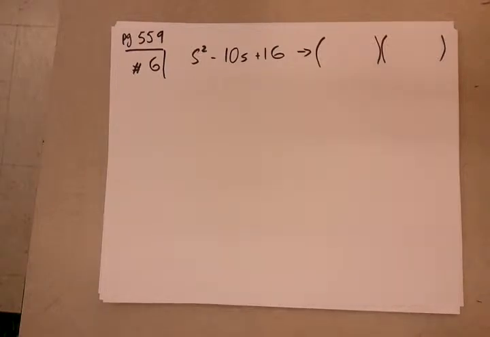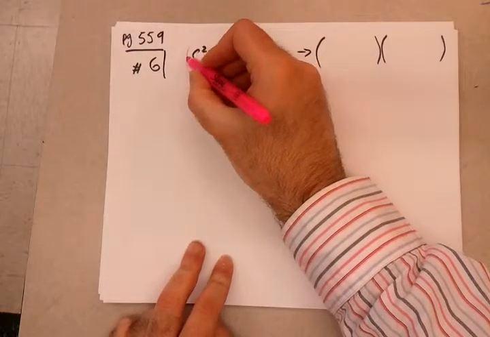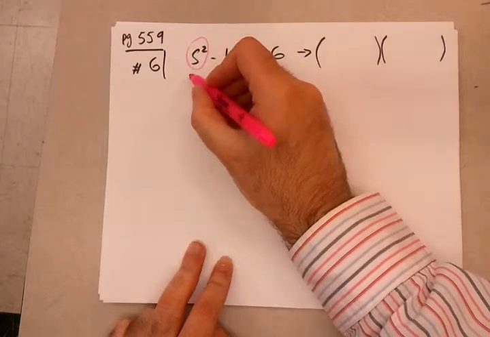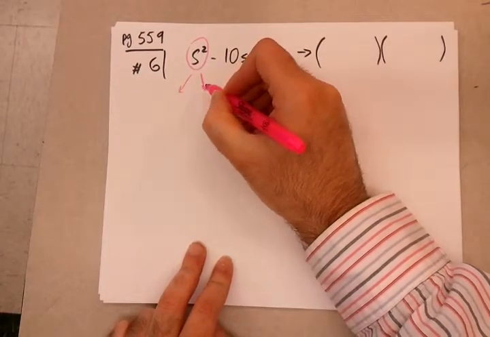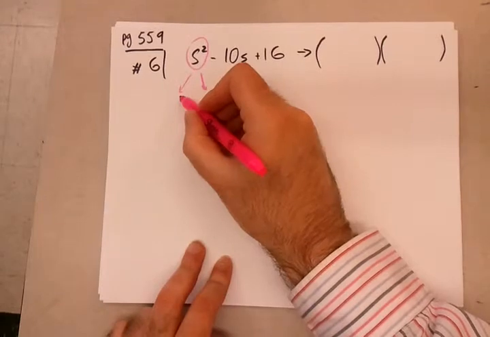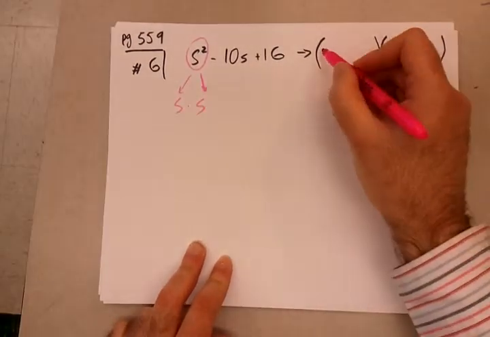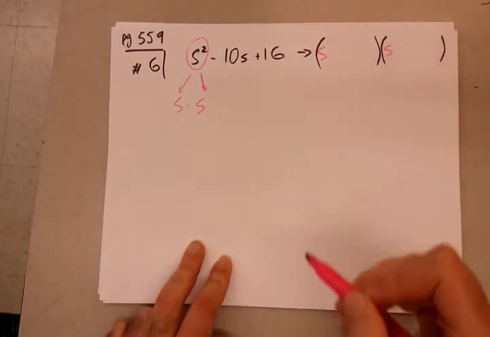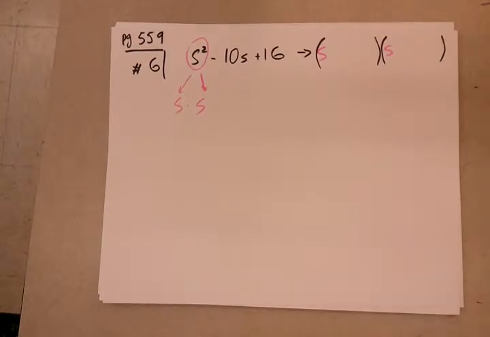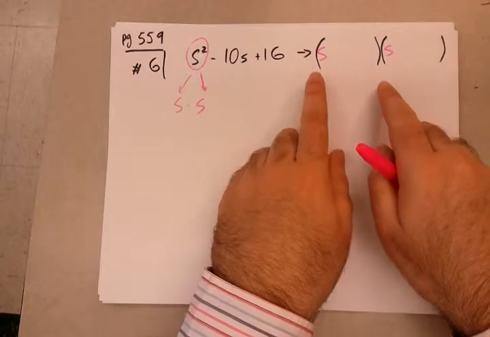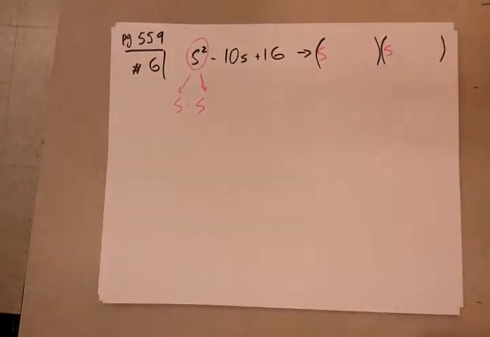A binomial times a binomial usually leads to a trinomial like this, so that's why we set up the parentheses. And then we take a look at our first term, the s squared, and we think to ourselves, what times what more than likely gives us an s squared? Well, more than likely it's s times s. So I write an s here and an s here to satisfy my FOIL first term, because if you were to FOIL multiply this, the F would be for the first. S times s gives us the s squared.